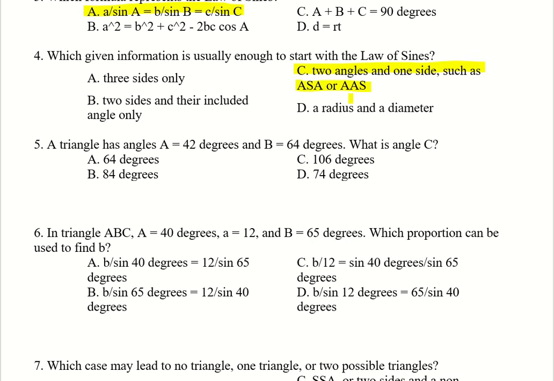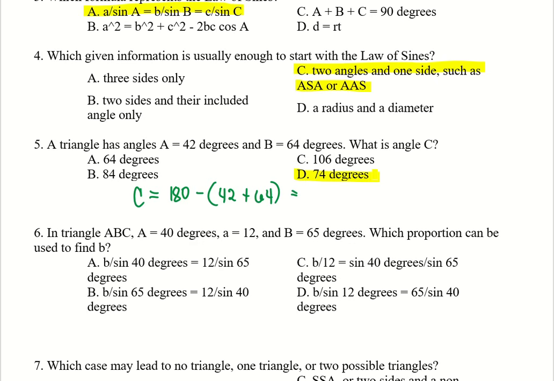Number 5, a triangle has angle A 42 degrees and B is equal to 64 degrees. What is the measurement of angle C? Remember that the total of the interior angles of a triangle is 180. So what you have to do here is just subtract from 180. 42 plus 64, so you will have here 74 degrees. Letter D.